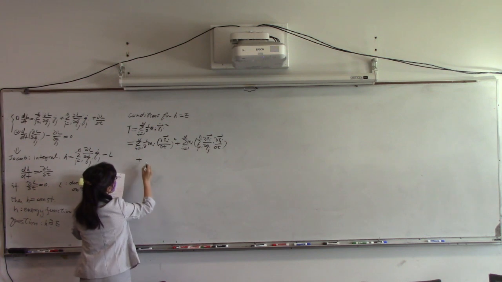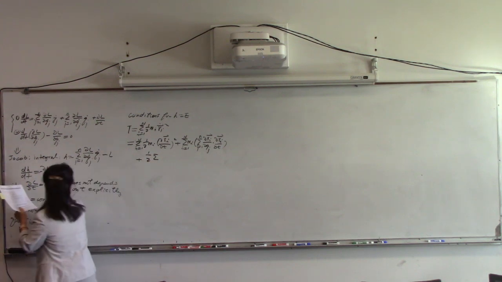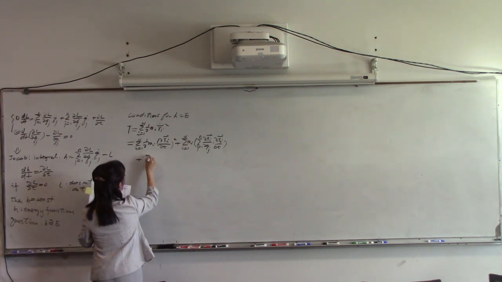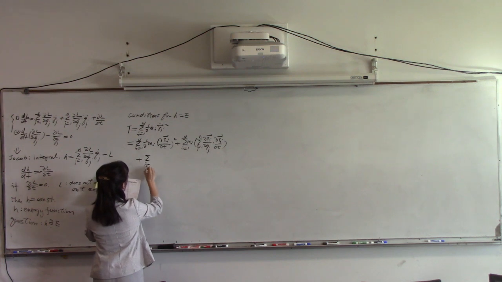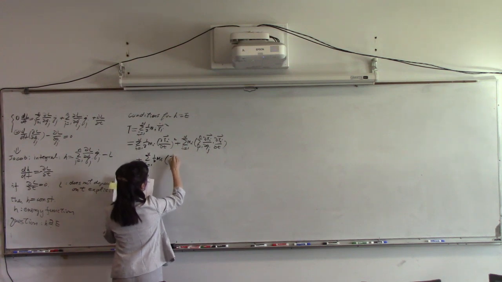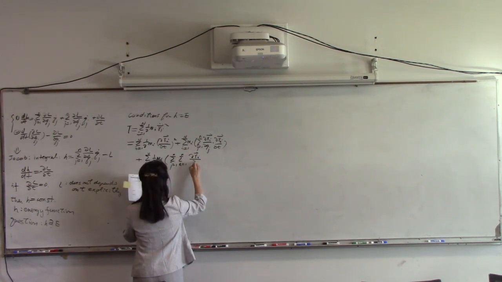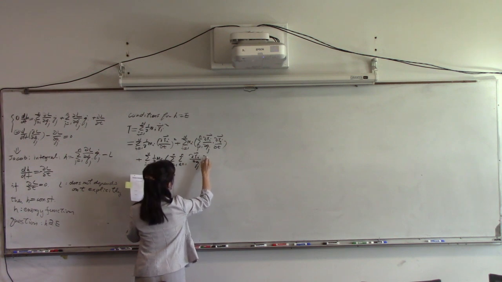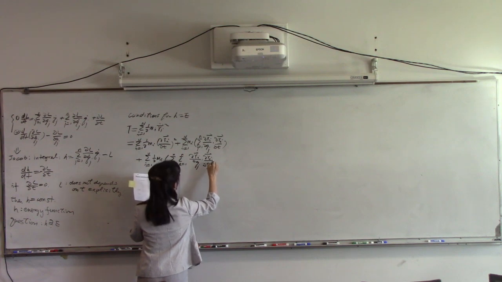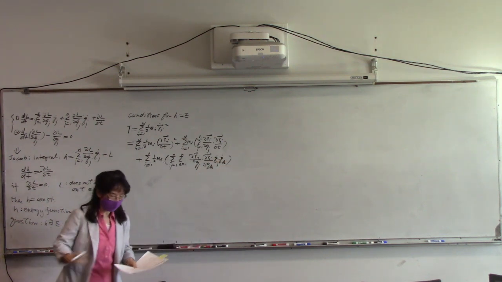partial Ri partial t, and plus half of, inside I have a double summation, j from 1 to N, k from 1 to N, partial Ri partial Qj dot, partial Ri partial Qk, Qj dot, Qk dot. I think we ended this one, right?